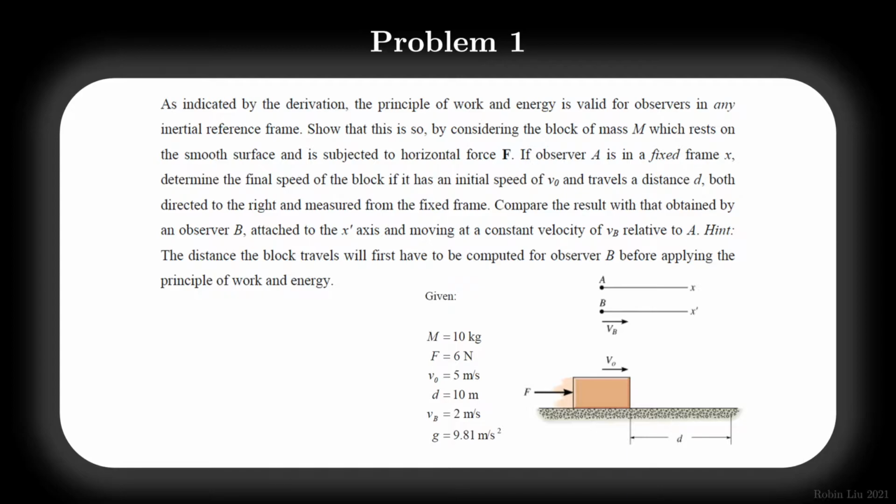If observer A is in a fixed frame x, determine the final speed of the block if it has an initial speed of v0 and travels a distance d, both directed to the right and measured from the fixed frame. Compare the result with that obtained by an observer B attached to the x prime axis and moving at a constant velocity of vb relative to A. As a hint, the distance the block travels will first have to be computed for observer B before applying the principle of work and energy.